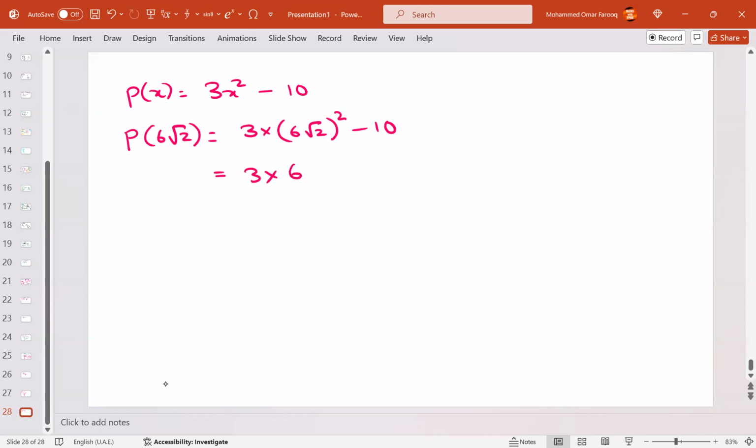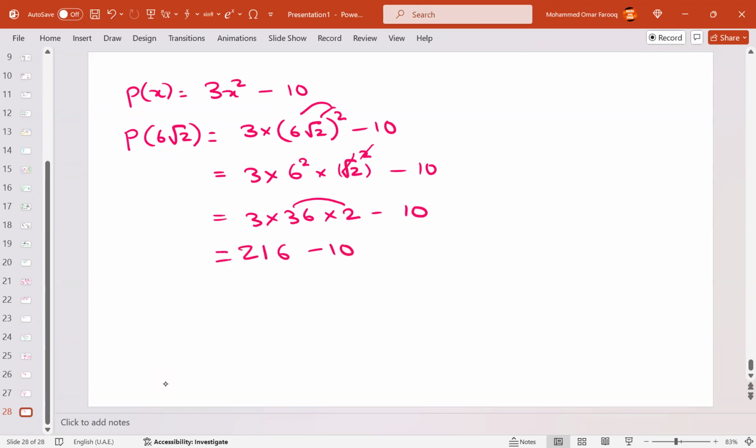So that is equal to 3 times, what is 6 root 2? The square will be for both. So 6 square multiplied by root 2 whole square minus 10. 3 times, what is 6 square? 36, multiplied by root 2 square, cancel, it is 2, minus 10. So 36 2s are 72, and 72 3s are, I think, 216 minus 10. So the answer will be 206 for this particular thing.